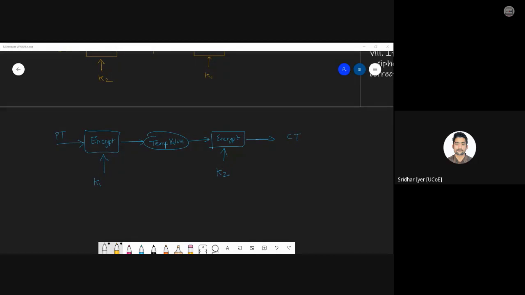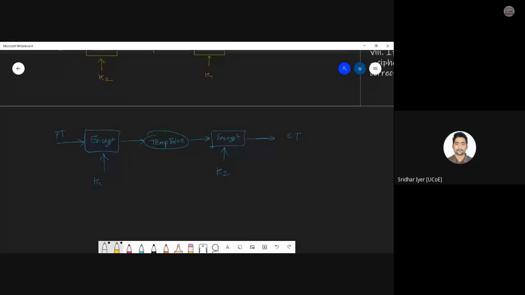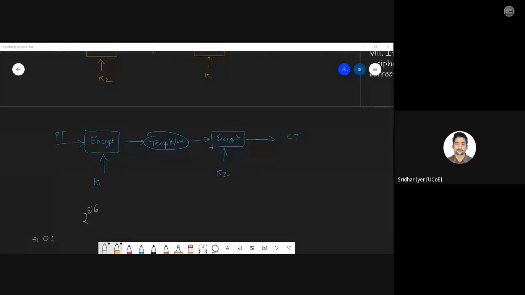Fine. So what I will do is I will try all the possible combinations of K1 on that plain text. How many possible combinations are there? There are 2 raised to 56 possible combinations. Yes or no? Because the key is of size 56 bits and I know that the input is only in terms of zeros and ones. So it would be 2 raised to 56 possible combinations of the encrypted text. Yes or no? Is it clear? Kindly let me know. Fine.